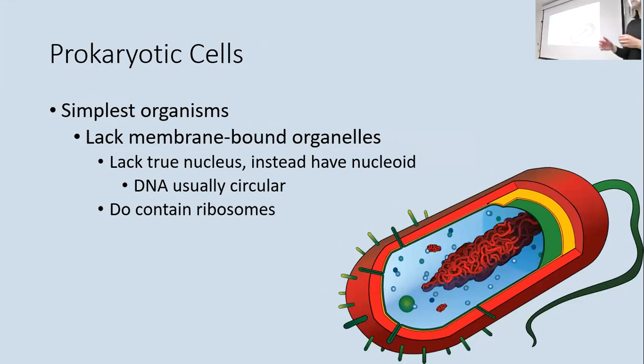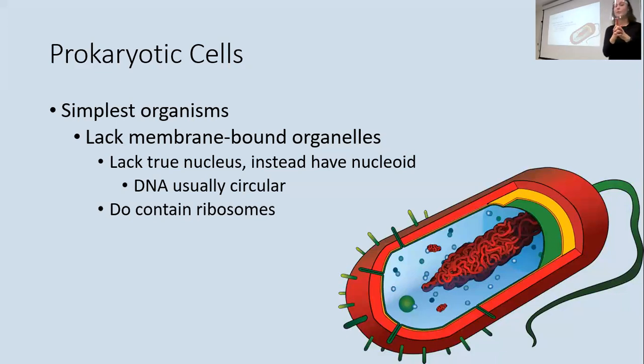So prokaryotes are the simplest organisms, right? Definitively, prokaryotic cells lack membrane-bound organelles. So they do not have a true nucleus, right? They've got that nucleoid instead, all their DNA tucked together. And that DNA in the nucleoid is usually circular, right? So instead of long strands of linear DNA for the most part, prokaryotes tend to have DNA that actually forms a circle. They have little rings of DNA.